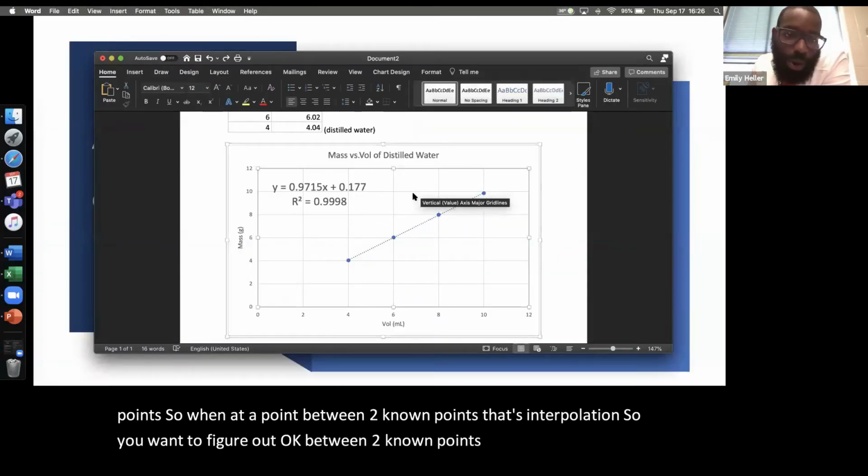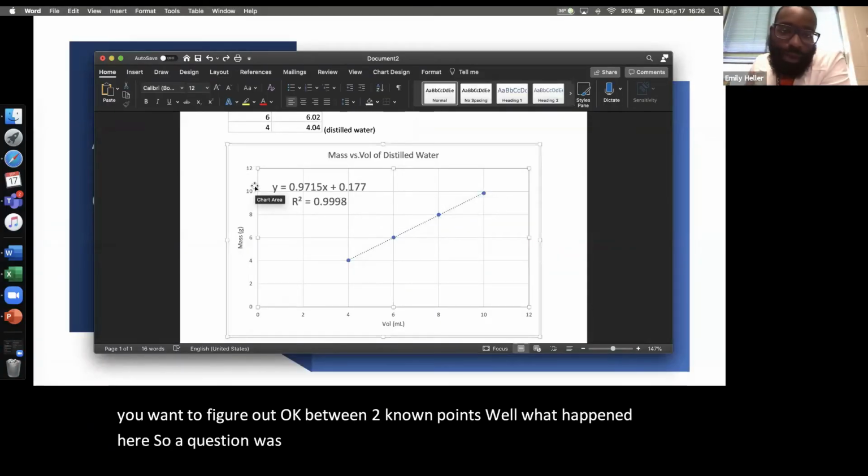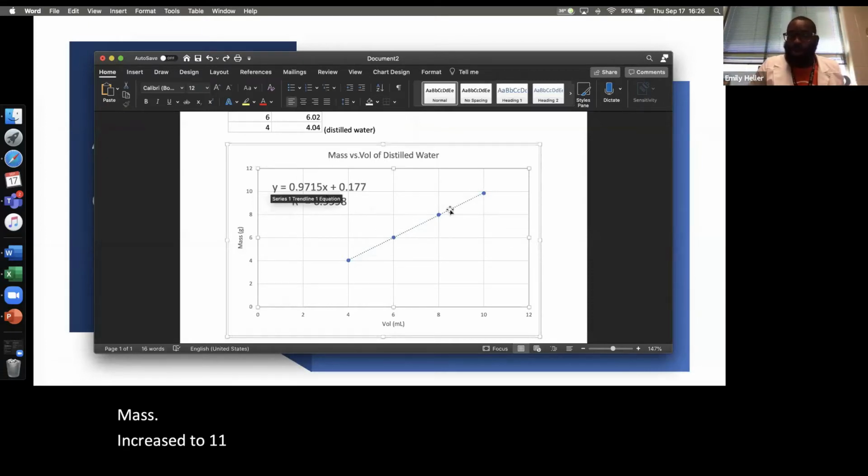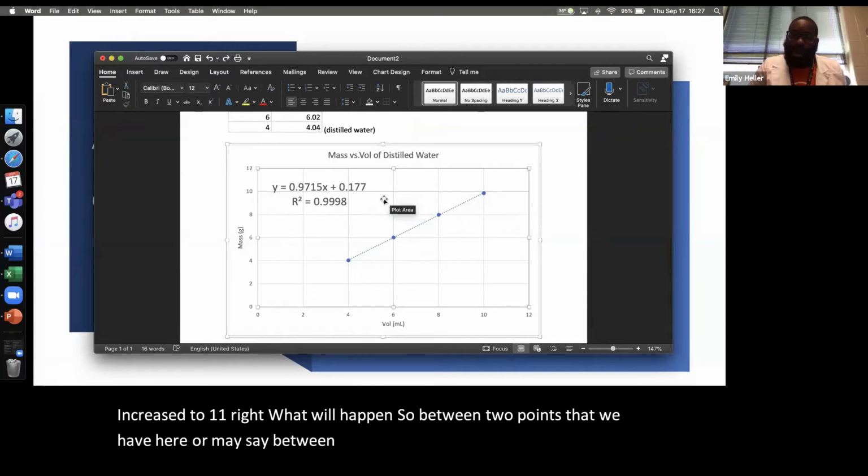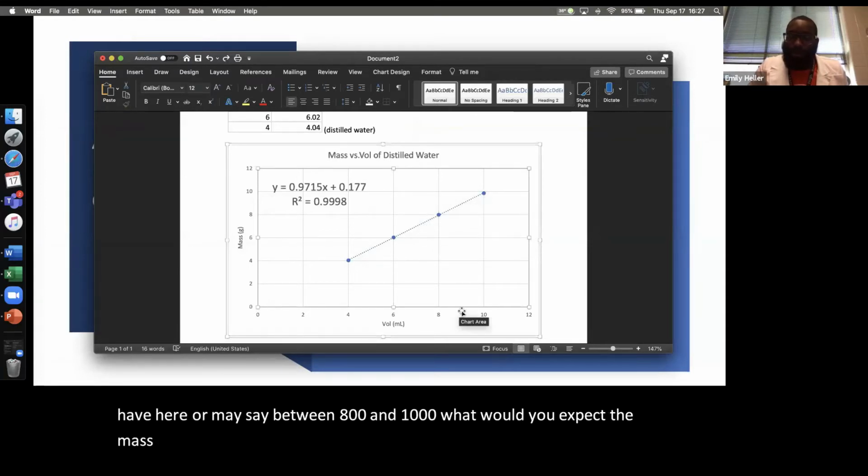So a question would say, okay, if the mass increased to 11, what will happen? So between 2 points that we have here, or we may say between 8 and 10, what would you expect the mass to be if the volume was at 9? So there's no 9 there, but you can, let's go to draw.